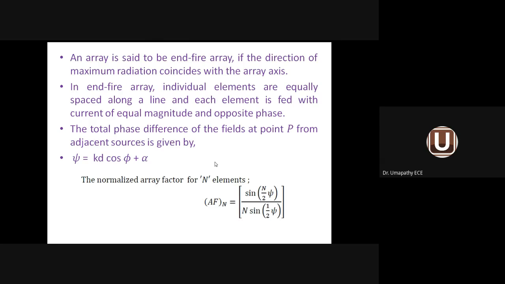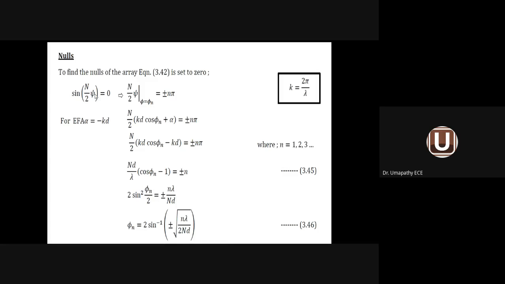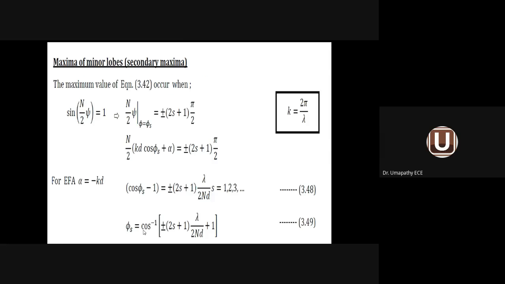Expression for psi. Expression for the normalized array factor. Calculating the first parameter for the major lobe: psi m equal to 0 and 180 from the expression for psi. Calculate the null point psi n. Go for secondary maxima calculation: array factor numerator equal to 1, from which we calculate psi s. Remember to substitute only alpha equal to minus kd. In the case of broadside array, alpha equal to 0.